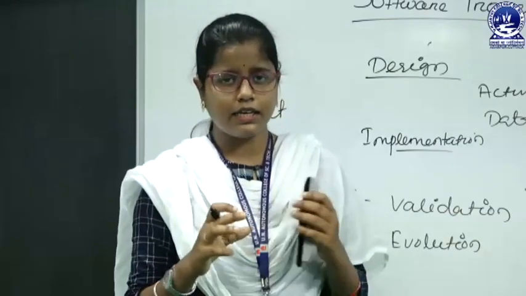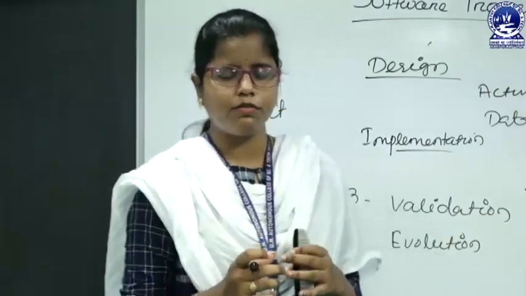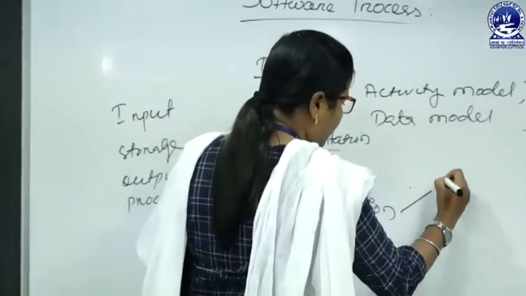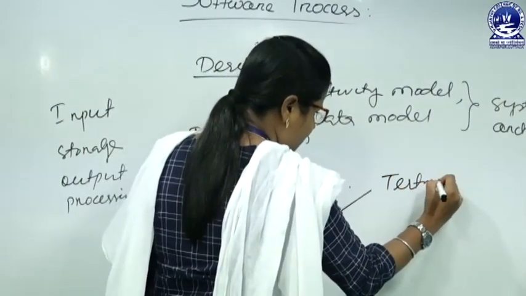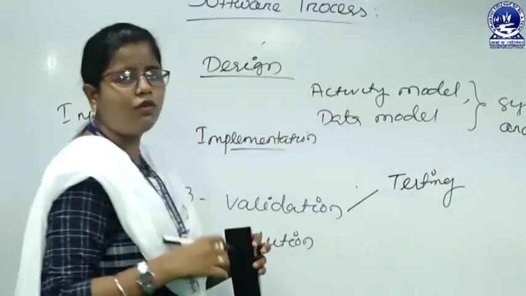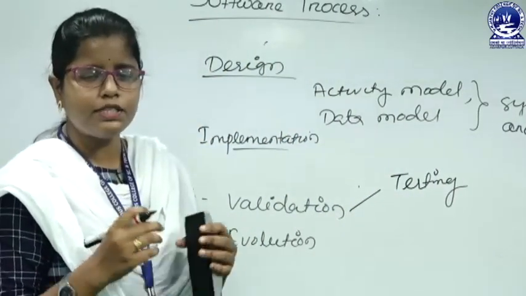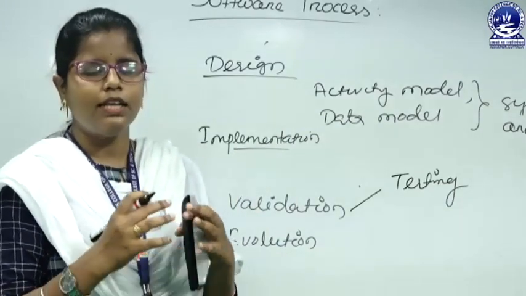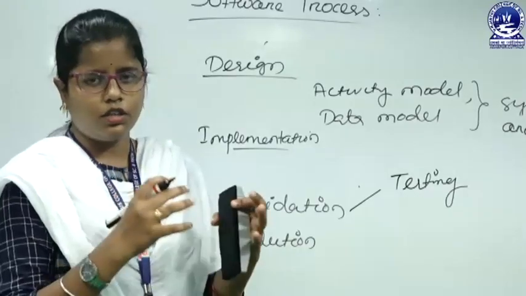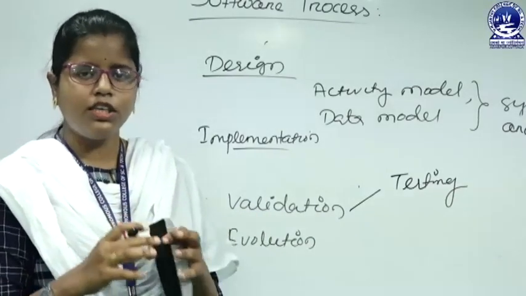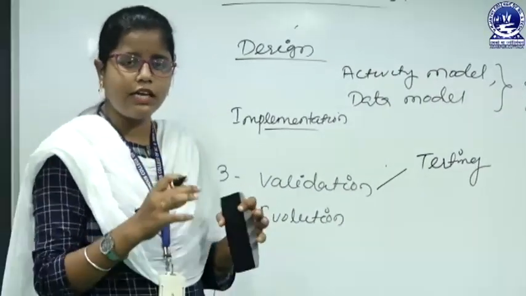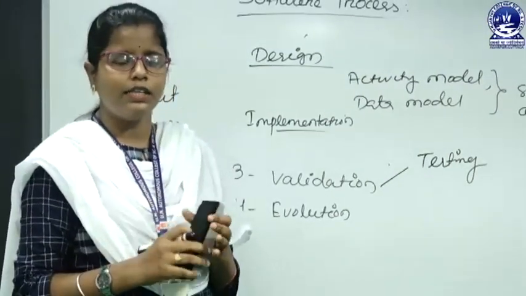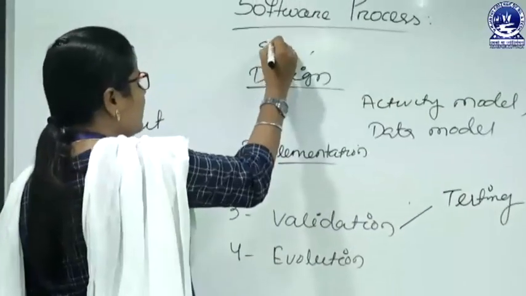Then after getting that executable software or executable file, we will go for validation. Validation is popularly known as testing. Here we are going to test the software. That means we check whether those sets of programs or that executable file is meeting the user's requirements or not. The user requirements, the functionalities and services which are to be provided by the software, are specified in the specification phase.